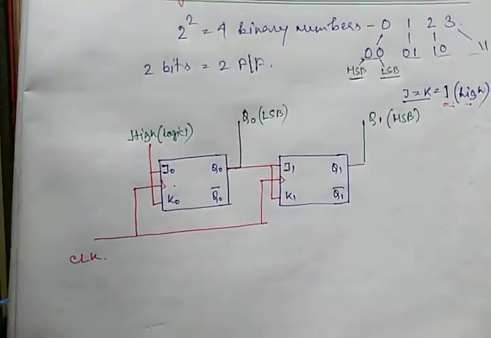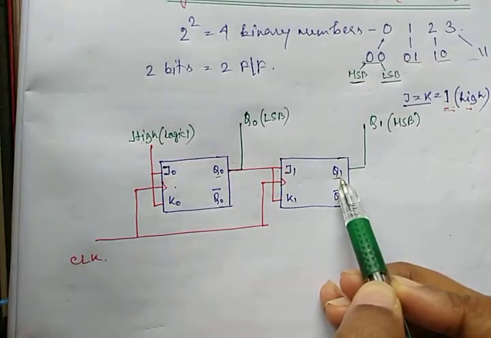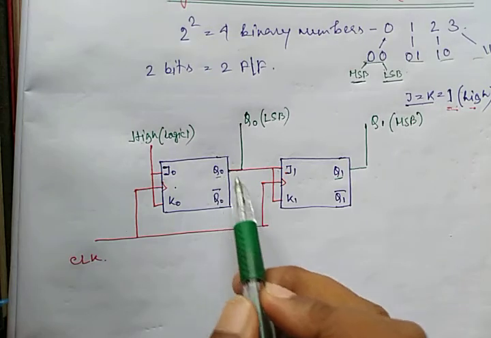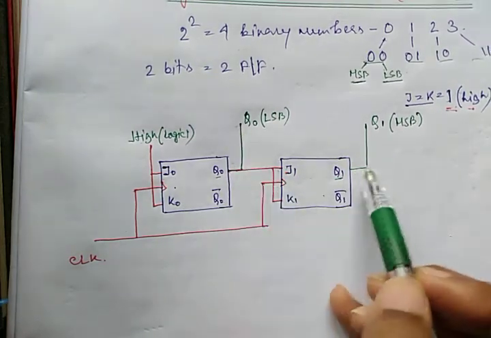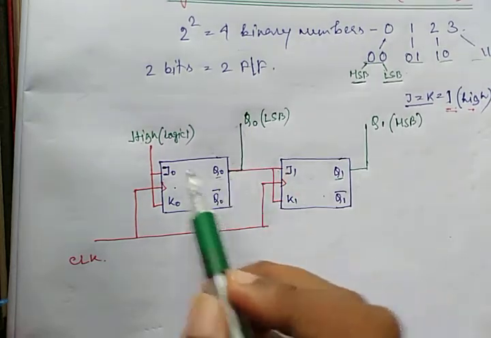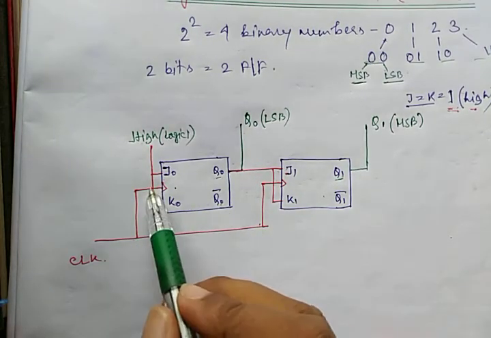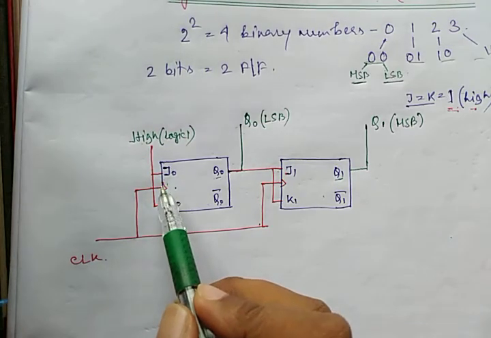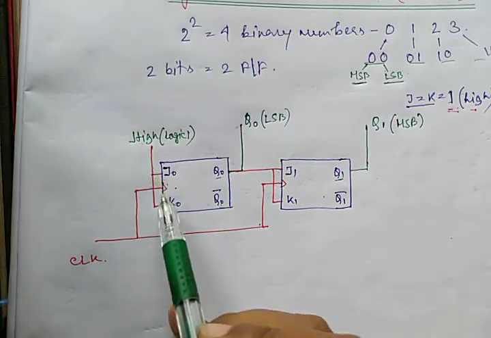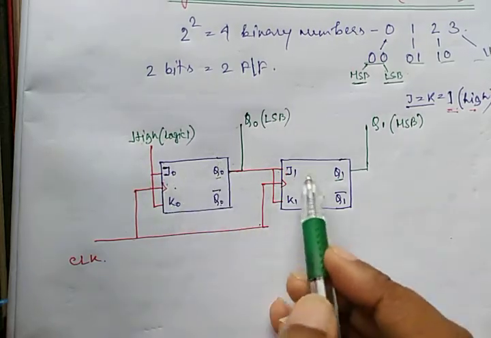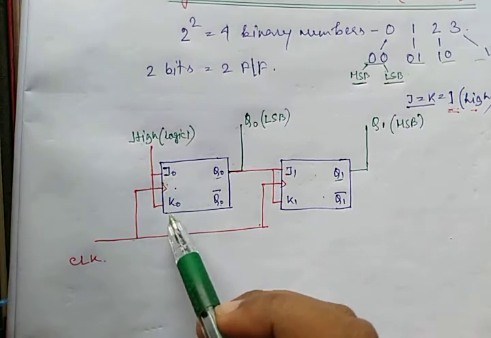So here Q0 and Q1 are the outputs from these two flip-flops, and we get the output whenever these two flip-flops are activated, during the positive clock pulse, when the high signal is passed through the flip-flops. So when both get 1.